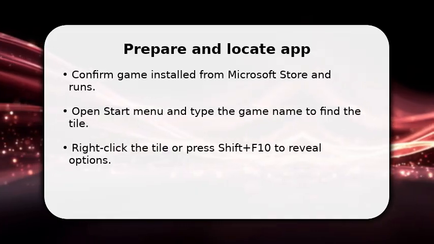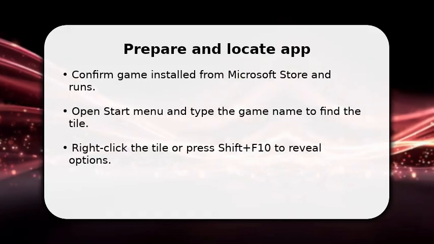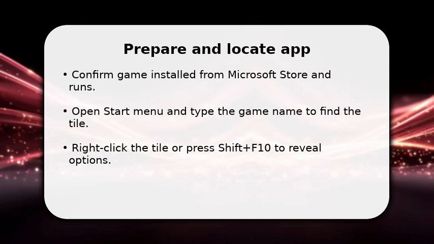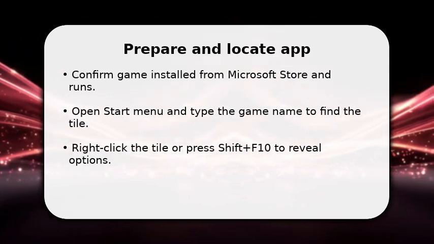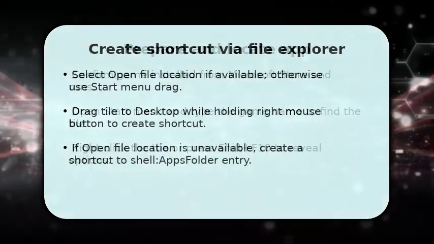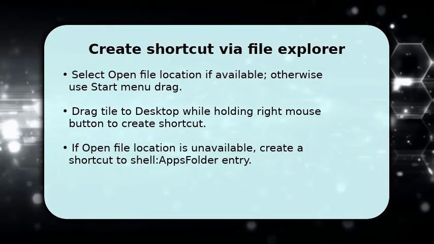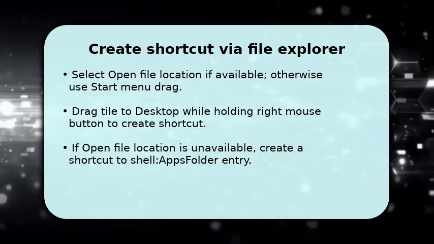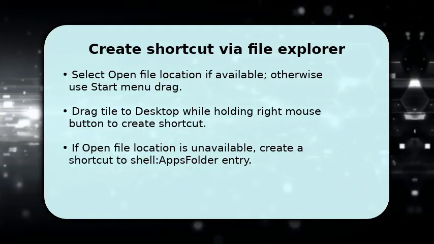Do this step carefully because Windows Store apps behave differently than classic EXEs, and we'll use the menu to get to the shortcut creation controls. Now create the actual shortcut. If Start shows Open File Location, click it and then right-click the app shortcut in File Explorer to choose Send to, Desktop, Create Shortcut.